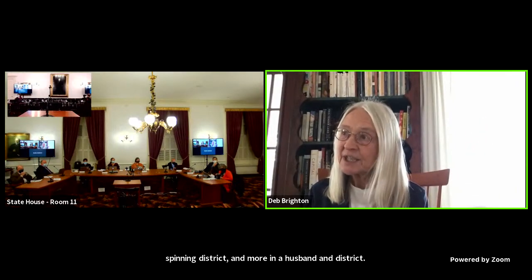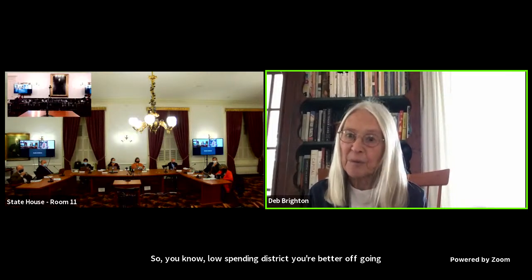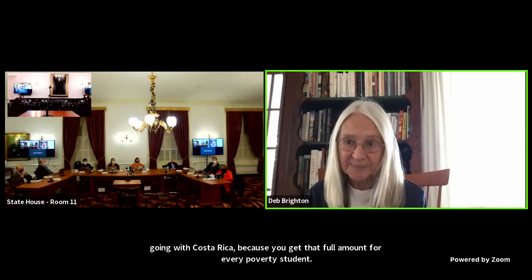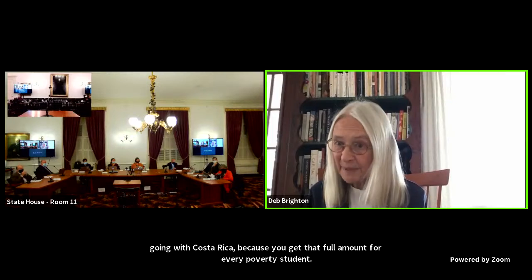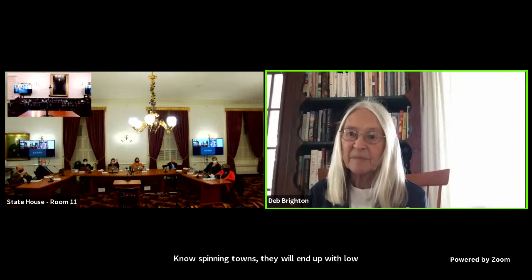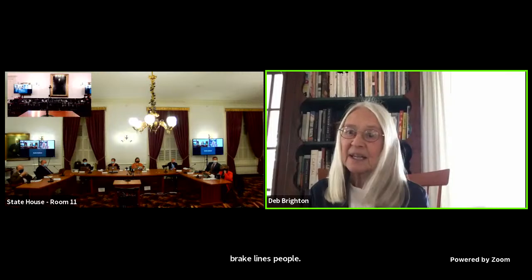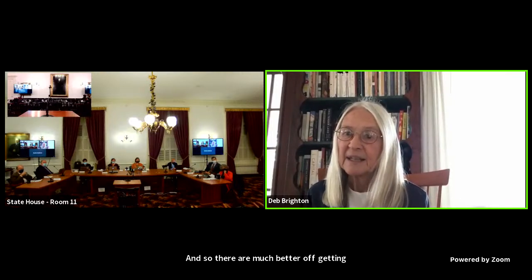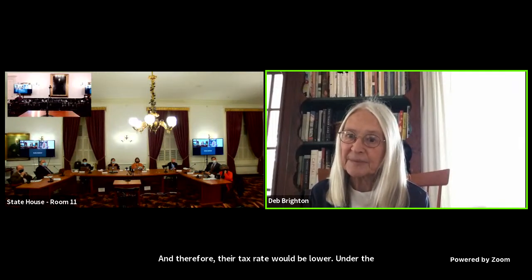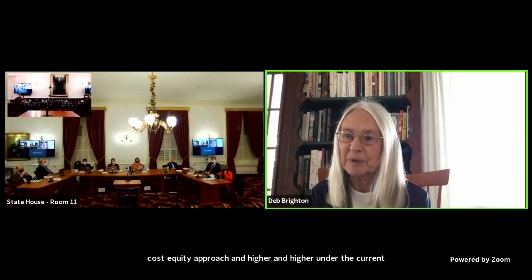So in a low spending district, you're better off going with cost equity because you get that full amount for every poverty student. So for high poverty, low spending towns, they will end up with low spending per equalized pupil. So they're much better off getting that average amount. And therefore their tax rate would be lower under the cost equity approach and higher under the current law or the equalized pupil approach.